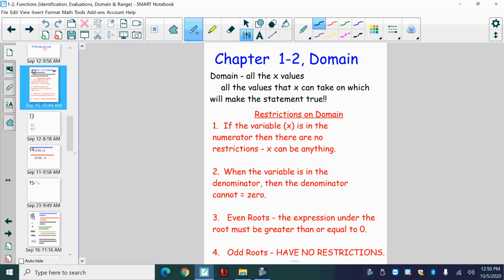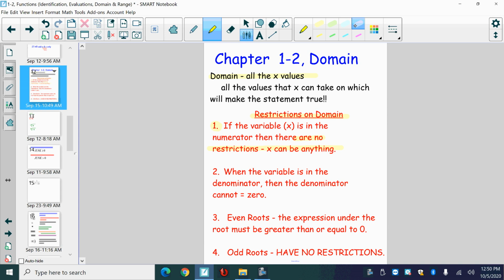Domain is something super duper important. Domain is all the x values, it's all the values that x can take on which make the statement true. All right? Restrictions for the domain. There are 3 things that you really need to know. One, if the variable x is in the numerator, then there are no restrictions.